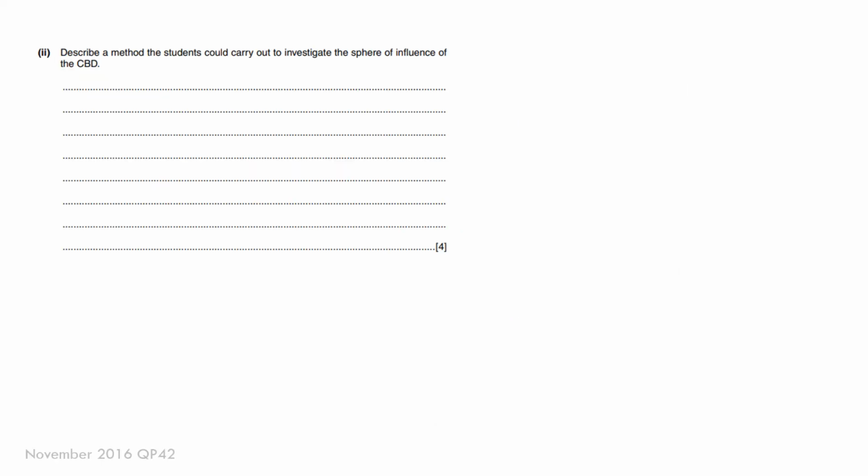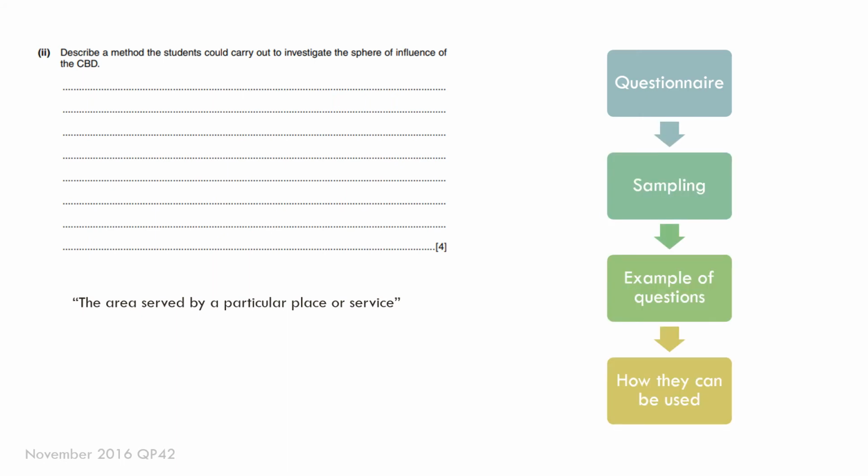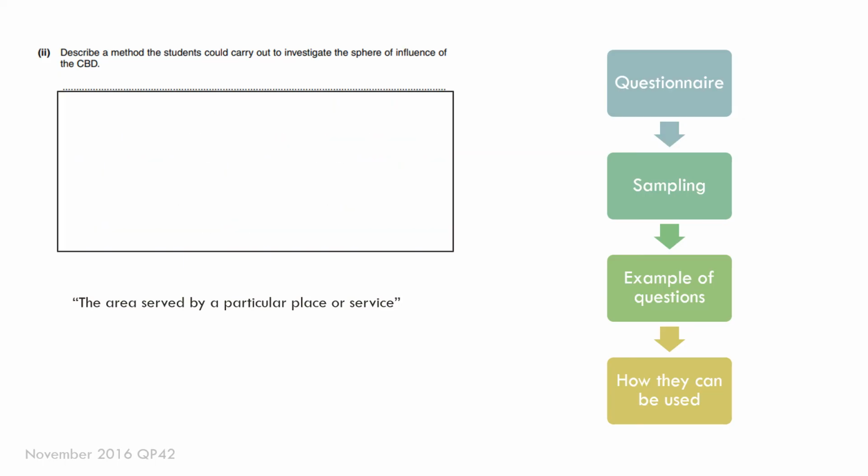So here we go. Describe methods the students could carry out to investigate the sphere of influence of the CBD. The sphere of influence is the area served by a particular place or service. So essentially, I want to work out how far people have travelled. Remember, I've got a questionnaire. I'm going to talk about sampling, examples of questions, and how they can be used to work out how far people have travelled to use a shop, or to visit the CBD in this case.